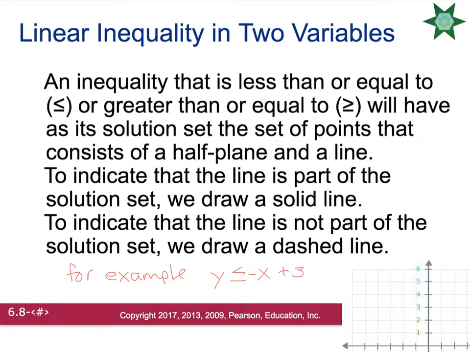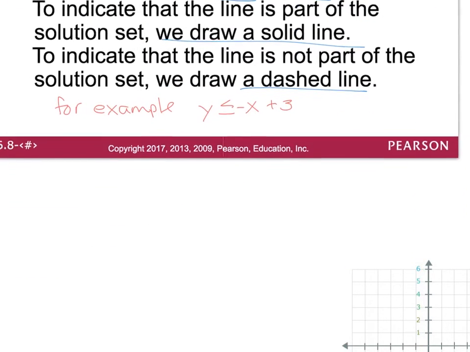Sometimes you'll have an inequality that has an equal to with it. So if you have a less than or equal to or a greater than or equal to, your solution set will be the half plane like before, but it will include the line. So to indicate that the line is part of the solution set, we use a solid line. Before, when we wanted the line to not be part of the solution, we used a dashed line. So let's look at an example like this really quick.